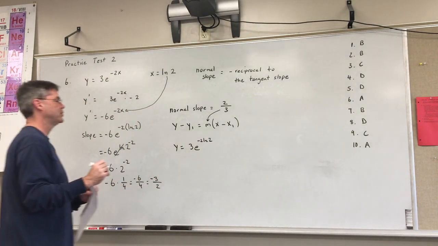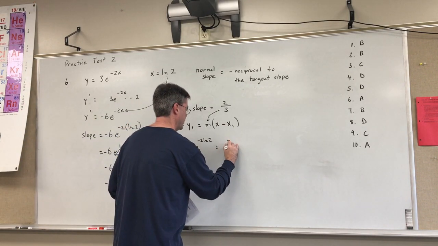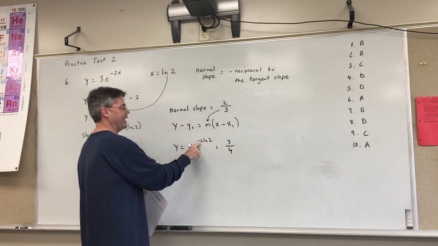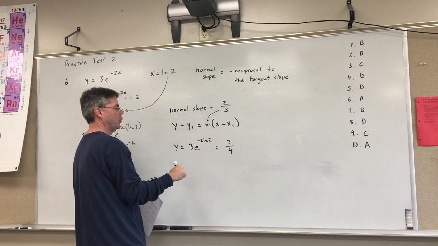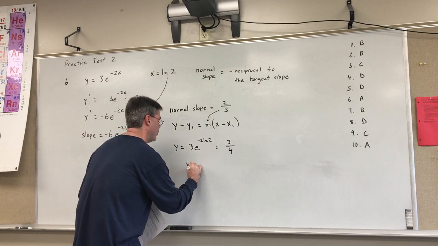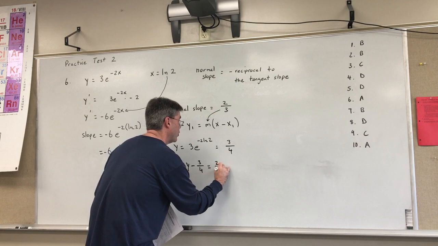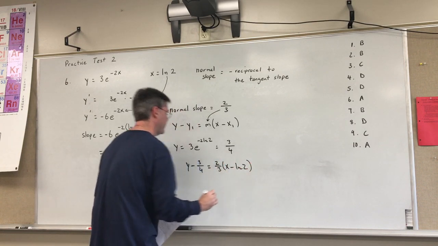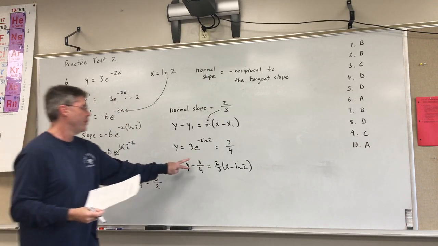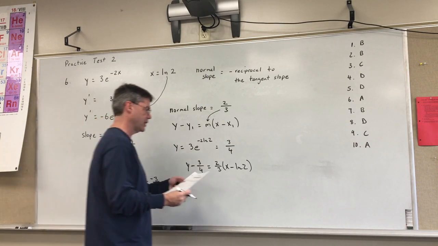Okay, so that's going to be 3/4. If you bring that negative 2 and make it 2, it would be 3 times 1/4, which is 3/4. So it would be y minus 3/4 is equal to 2/3 times x minus natural log 2. So we would move that 3/4 to the other side, make it positive, and that's going to be a.